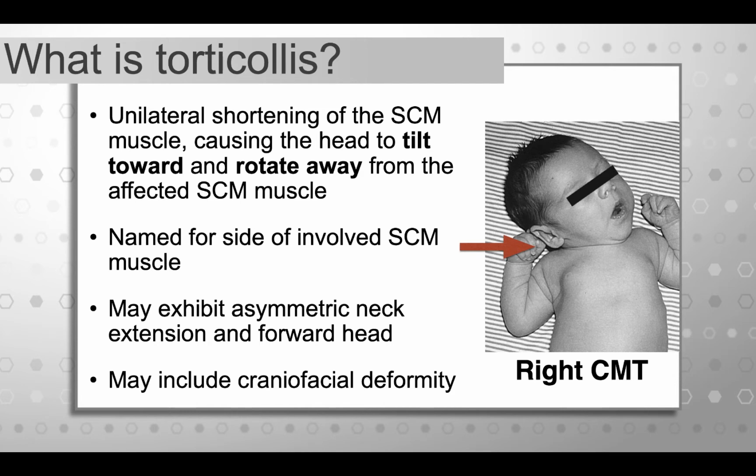Babies with congenital muscular torticollis may also exhibit an asymmetric neck extension and a forward head posture. You can't really appreciate that in this photo because of the angle. And you may also notice, particularly in babies who get a little bit older and have experienced torticollis that has not been resolved, some craniofacial deformity. And we'll talk a little bit about that in a few minutes.